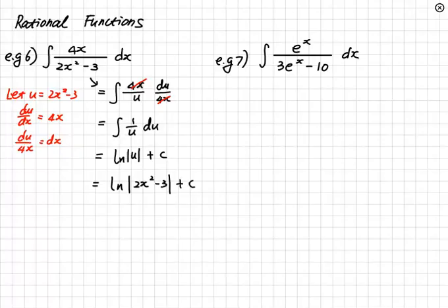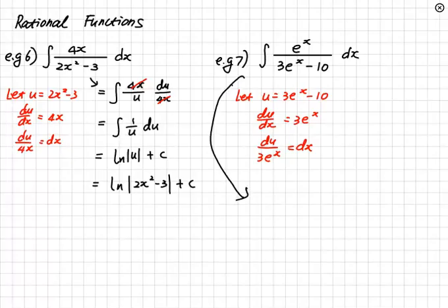We can do the same thing for the next one. If you look at it, if I differentiate the bottom one, that will give me a similar look to the top one. So I'm going to let u equal 3e to the power of x minus 10. So du on dx is 3e to the power of x. And my dx is du on 3e to the power of x. Now all I need to do is the substitution. So we're going to replace it.